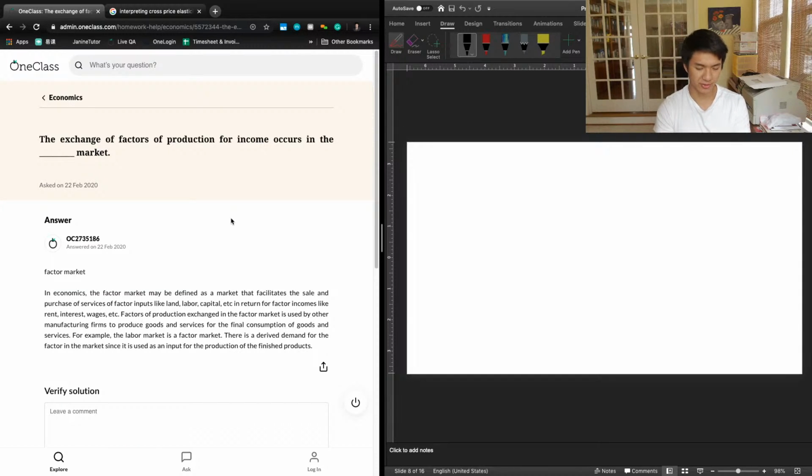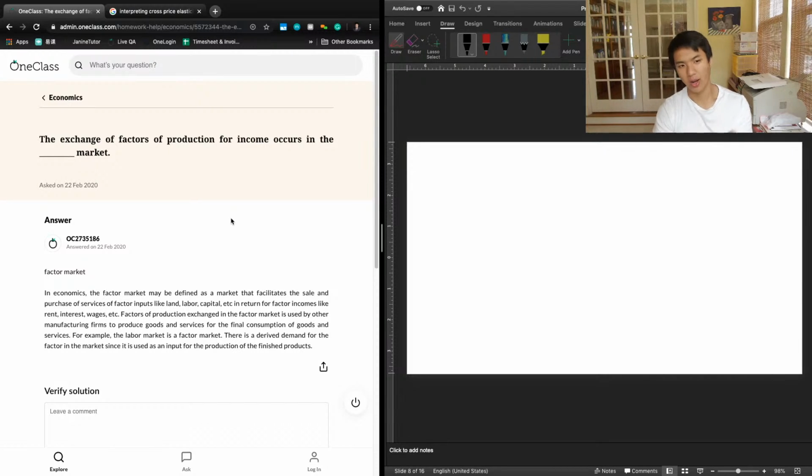Let's take a look at the previous tutor's answer. So they said, factor market in economics, the factor market may be defined as a market that facilitates the sale and purchase of services of factors. Factor inputs like land, labor, capital, etc. in return for factor incomes like rent, interest, or wages. Factors of production exchanged in the factor market are used by other manufacturing firms to produce goods and services for the final consumption of goods and services. For example, the labor market is a factor market. There's derived demand for the factor in the market since it is used as an input for the production of finished products.